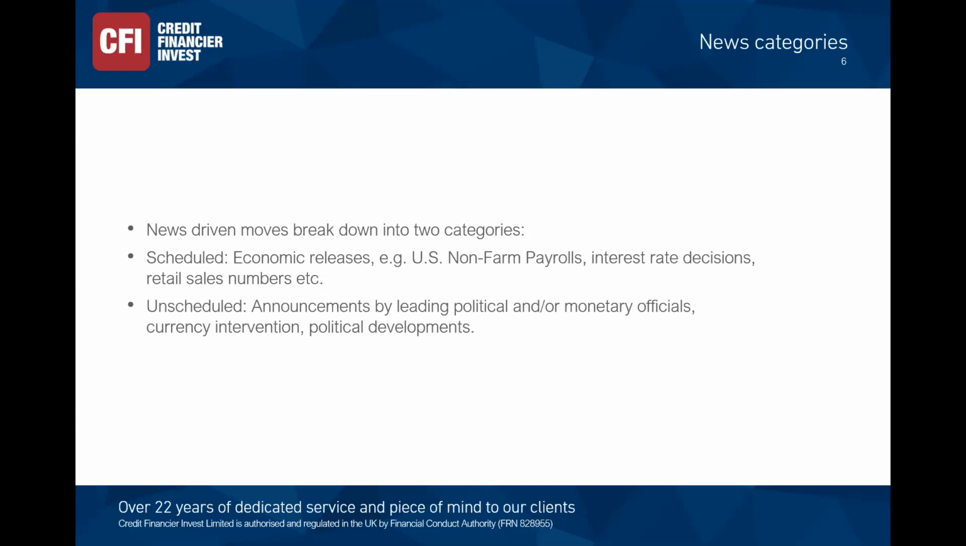We also have unscheduled news which can hit the market, cause the market to move sharply. And these are announcements by leading political or monetary officials, maybe some currency intervention that we didn't know was going to happen. For example, we had one on the Swiss franc a few years ago, or a political development, something happens which affects the geopolitical landscape. So these are news events that can suddenly cause buying or selling when they hit the market.